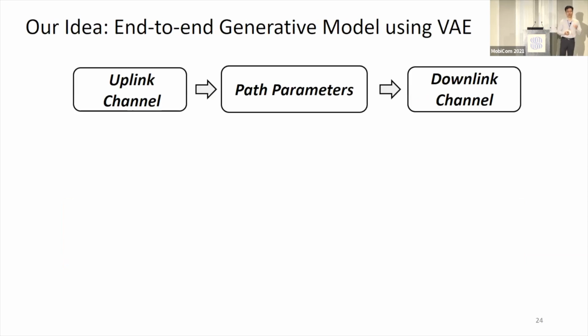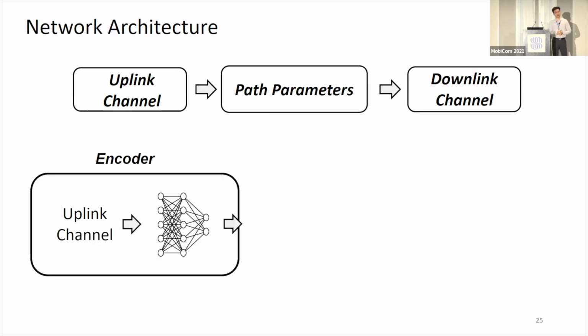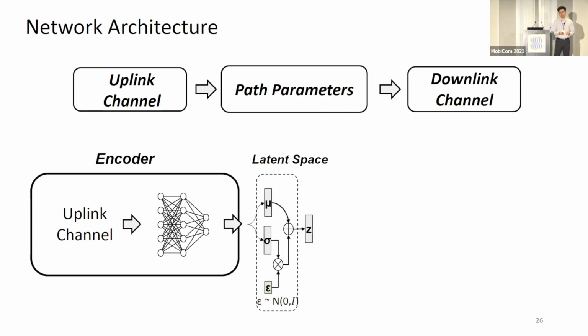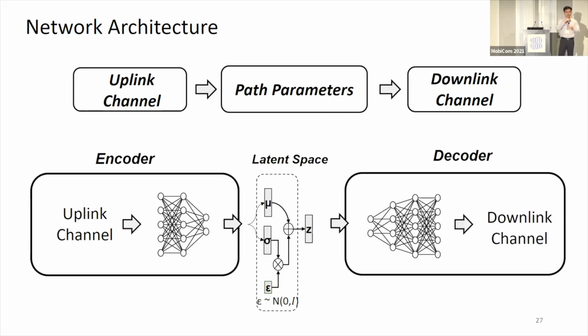Our idea is to use an end-to-end generative model to model this process, inspired by the physics-level intuition that both uplink and downlink channels are generated from the same physical path parameters. We model this process using generative models. Specifically, we choose the very popular variational autoencoder, which is VAE, as our neural network architecture. VAE's encoder neural network will first take the uplink channel as input, feed it into the neural network, which will encode this uplink channel into a low-dimensional latent space. And the decoder neural network will sample from this latent space, feed it into the neural network, and then generate the downlink channel estimation.